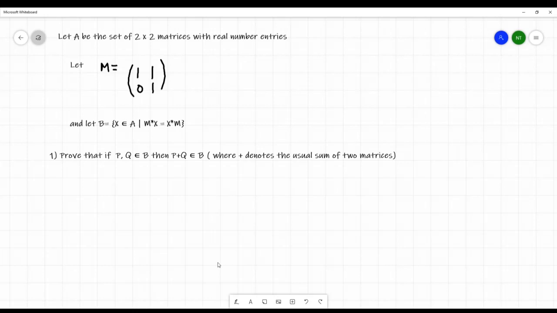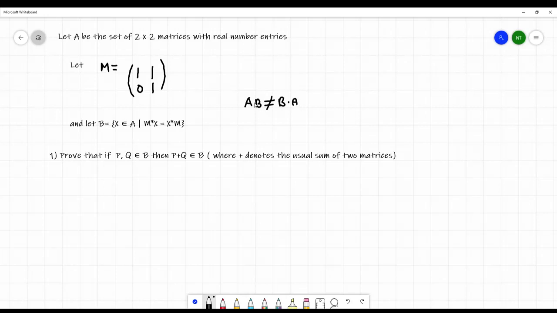Let A be the set of 2 by 2 matrices with real number entries. Let M equal [[1, 1], [0, 1]], and let B be the set of all 2 by 2 matrices X such that M times X is equal to X times M. In general, this property does not hold. Matrix multiplication is not commutative, so A times B in general is not equal to B times A.